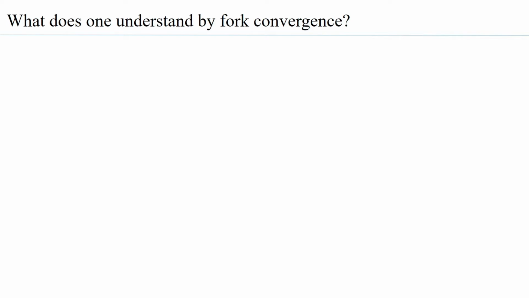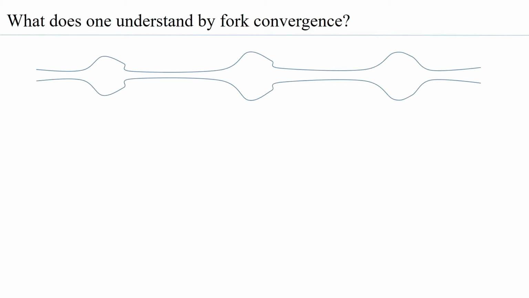Now, what does one really understand by fork convergence? Let's say, for example, you have your linear eukaryotic DNA, which has opened up at its origins randomly. As one can notice, for every origin you will have two replication forks, and both replication forks will be moving in opposite directions, thereby making replication bidirectional.